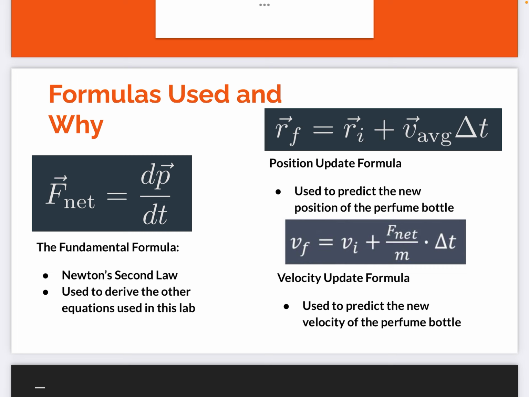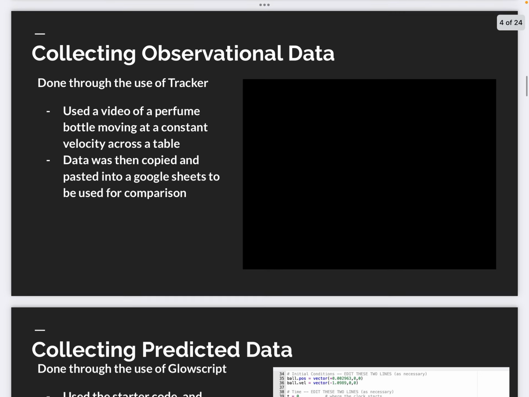The position update formula predicts the new position of an object, while the velocity update formula predicts the new velocity of an object. However, in this situation, the velocity update formula is not as important because the net force being applied to the system is zero, as we assume that the system is undergoing constant velocity. And this is taken from Newton's first law, which states that an object in motion will remain in motion unless acted upon by an unbalanced force.